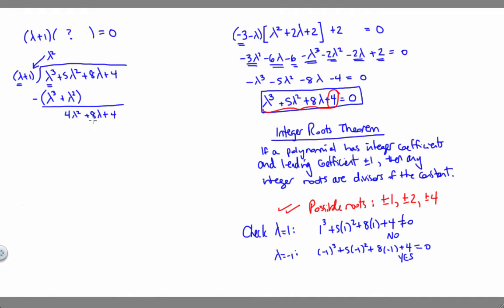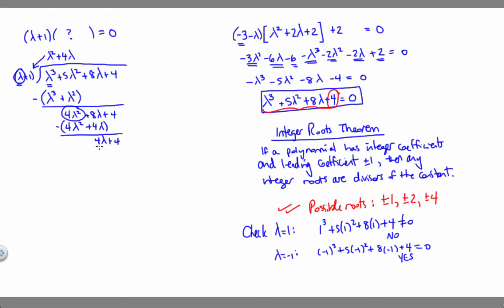So we're now going to repeat the process. We're going to take 4 lambda squared, divide it by our leading term here, our lambda, and that's going to go in 4 lambda times, and then we multiply our 4 lambda by our divisor to get 4 lambda squared plus 4 lambda. We'll subtract that off because that's now all been accounted for. So we've got no lambda squareds now, we've got 4 lambda plus 4, and we'll do the division one final time.